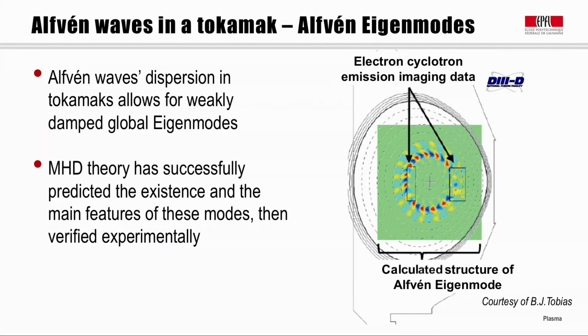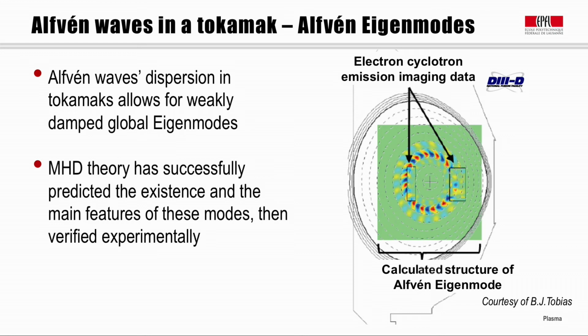Now we have seen what Alfvén waves look like in general and what their physical mechanism is. Without going into too many complications, we noticed that in a tokamak, the geometry of the field is such that the dispersion is modified and is in fact much more complex. But the point is that the dispersion of Alfvén waves in a tokamak still allows for very weakly damped global modes we refer to as Alfvén eigenmodes. And this is one of the main successes of MHD theory, one of its most striking successes, to predict the existence of these modes and even to predict some of the main features that have been observed experimentally, quite accurately.